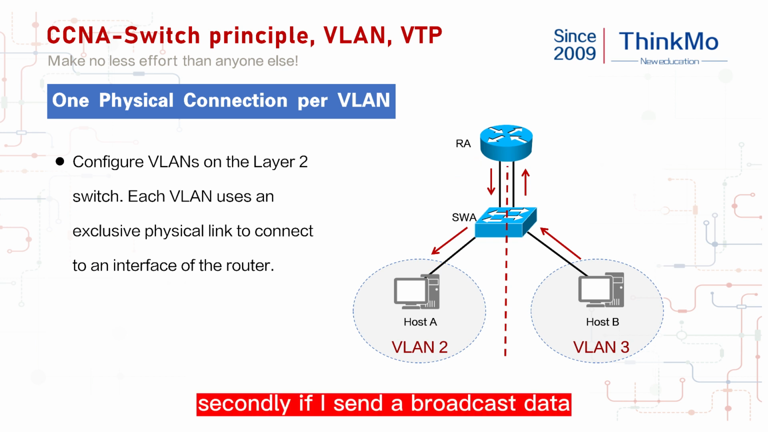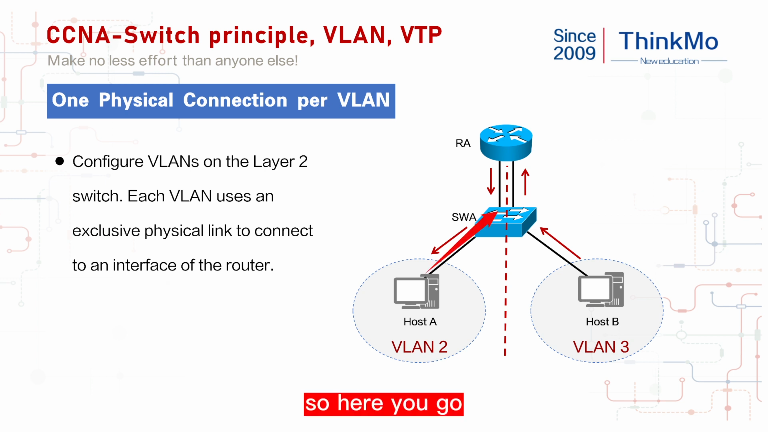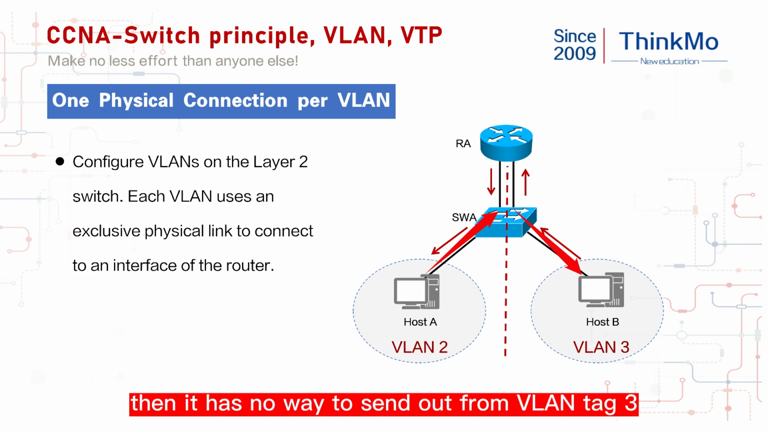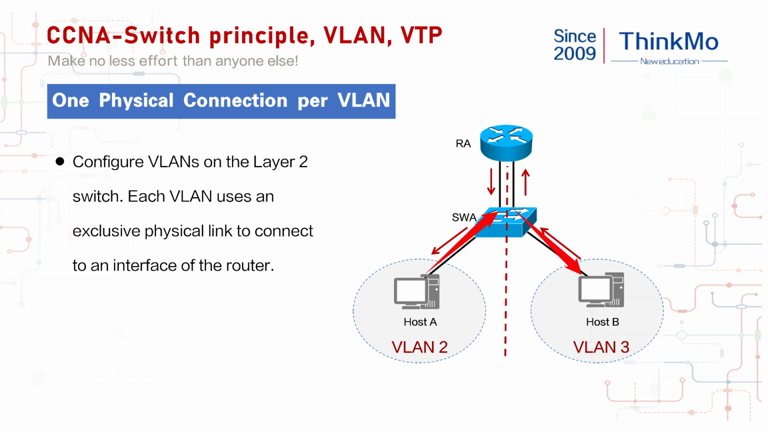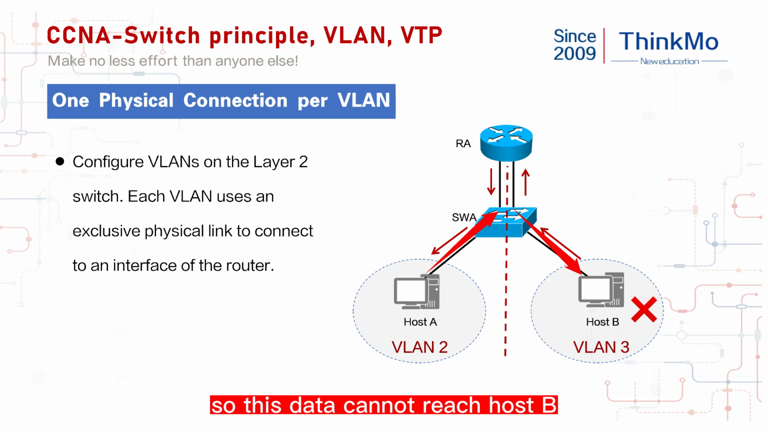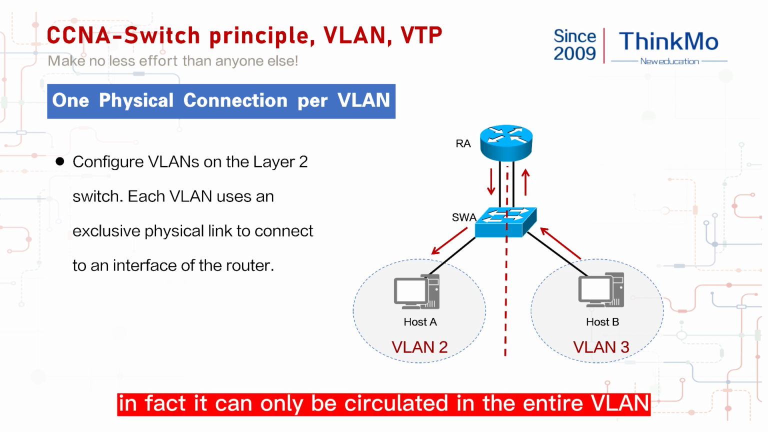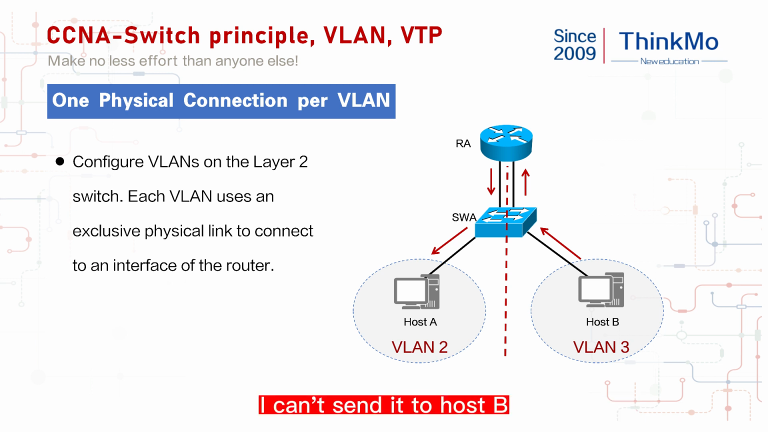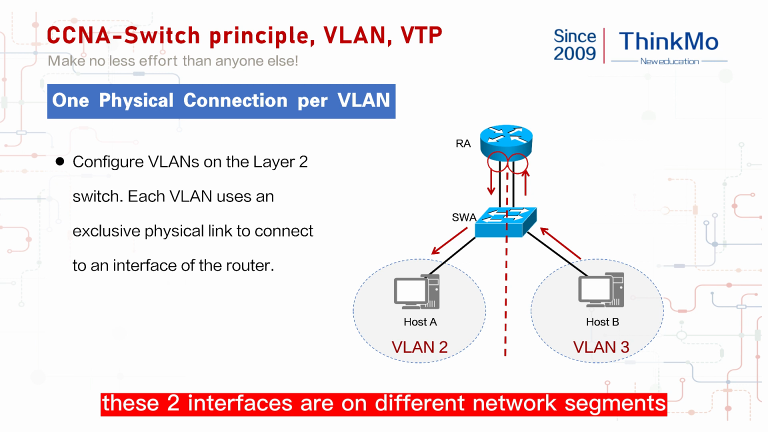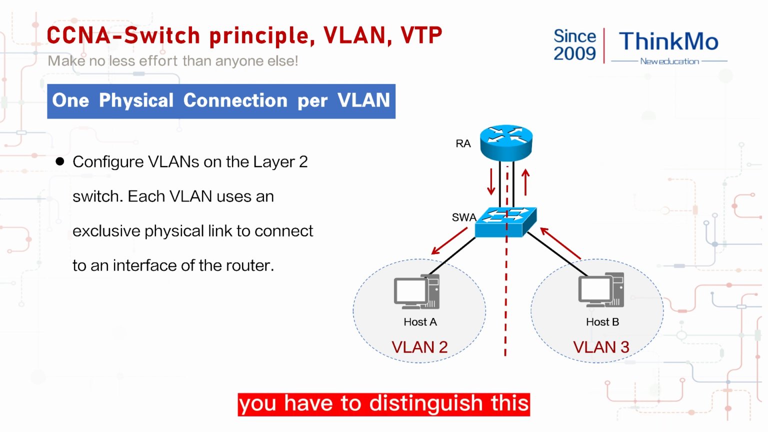Secondly, if I send broadcast data, it is marked with VLAN tag 2, so it has no way to be sent out from VLAN 3. This data cannot reach host B. If I send data in the future, broadcast data can only circulate within the entire VLAN. I can't send it to host B, because it is isolated by VLAN. These two interfaces are on different network segments. You have to distinguish this.